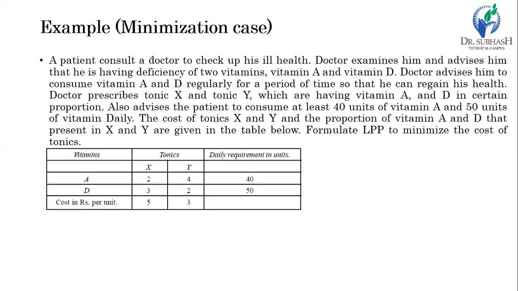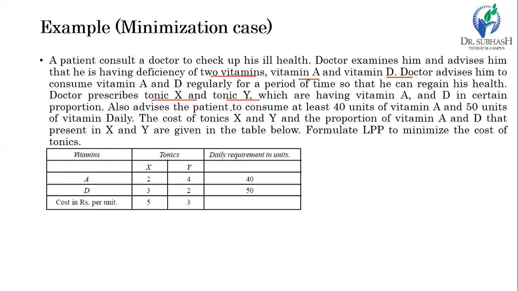So here, an example of a patient is given on minimum requirement of nutrition. A patient consults a doctor to check his ill health. The doctor examines him and advises him that he has a deficiency of two vitamins, vitamin A and vitamin D. The doctor advised him to consume vitamin A and D regularly for a period of time so that he can regain his health. The doctor prescribed tonic X and tonic Y. So these are the two tonics from which a patient may get vitamin A or vitamin D, or both vitamin A and D, which are present in certain proportion.